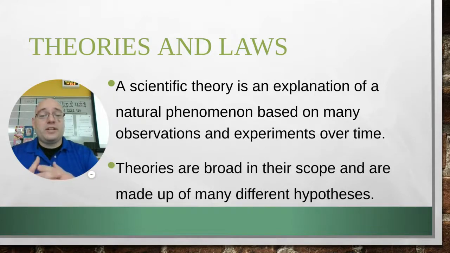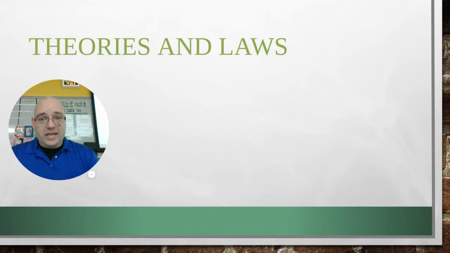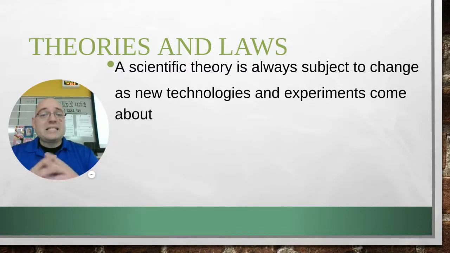Theories are generally broad in their scope and are made up of many different hypotheses. So they're not just one single hypothesis. It's usually a broad range of hypotheses that all fit into one category that we call scientific theories. So there's lots of different stuff in there, and they have been tested. It's not that somebody just came up with something and wrote it down. A true scientific theory has been tested and verified as best as we can. Scientific theories are always subject to change, though, because as we get new technologies, there are new ways to test things.